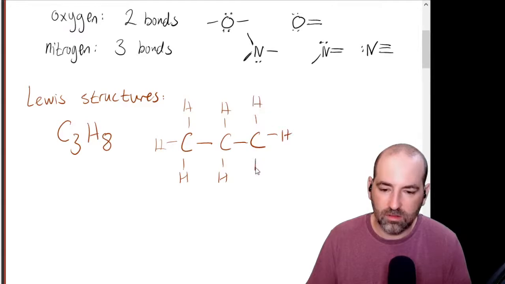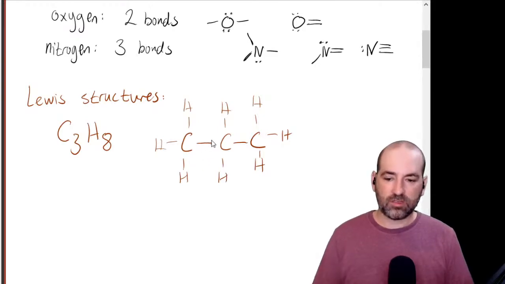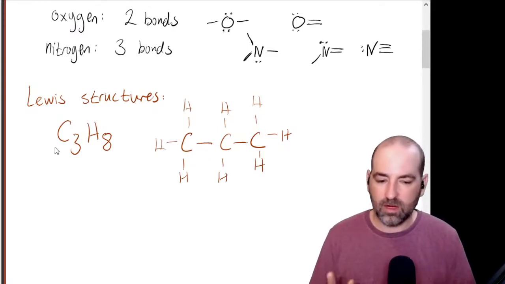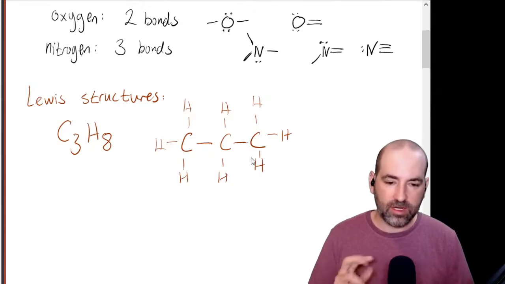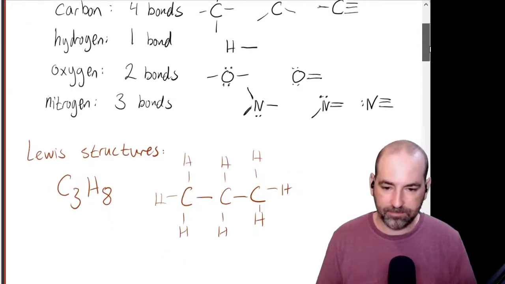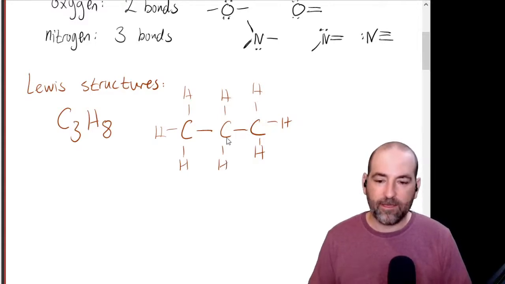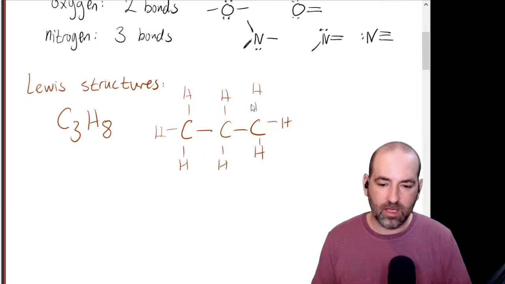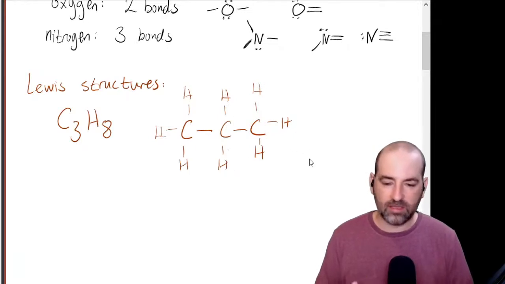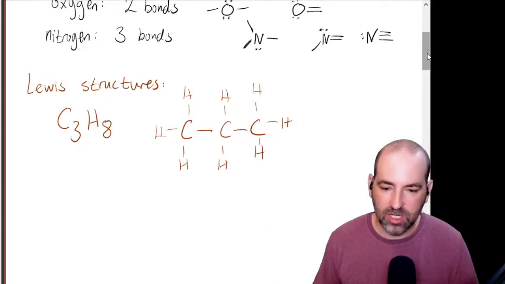I want to check two things. First, I want to check that I have the right number of atoms based on the formula. Then I want to check that I have the right number of connections based on these patterns up here. All right, first check: do I have 3 carbons? Yes. Do I have 8 hydrogens? Also yes. So that's good. Second check: do my carbons all have 4 bonds and my hydrogens all have 1 bond? Yes. Both checks pass, so this is a good, reasonable Lewis structure for C3H8.